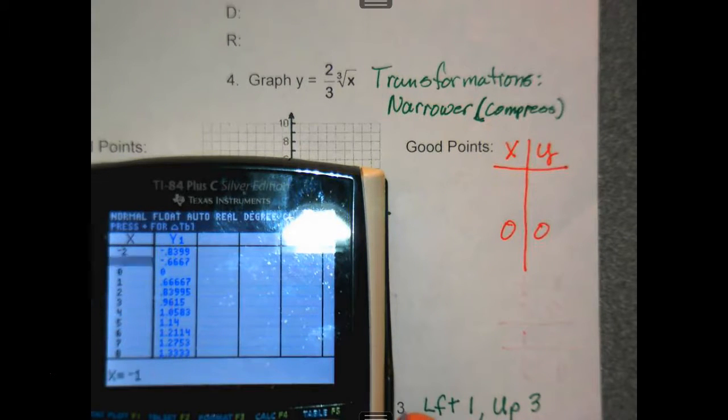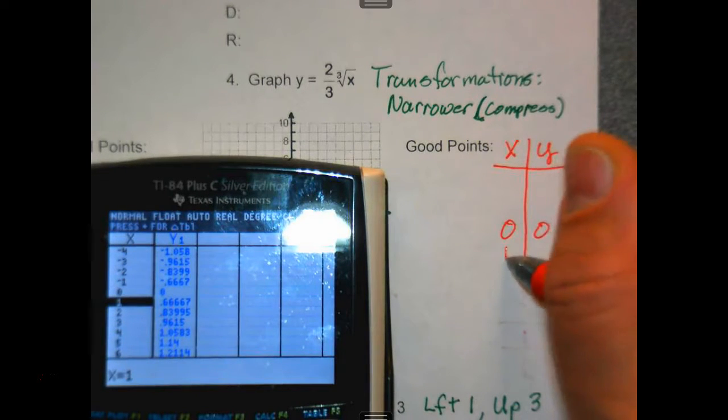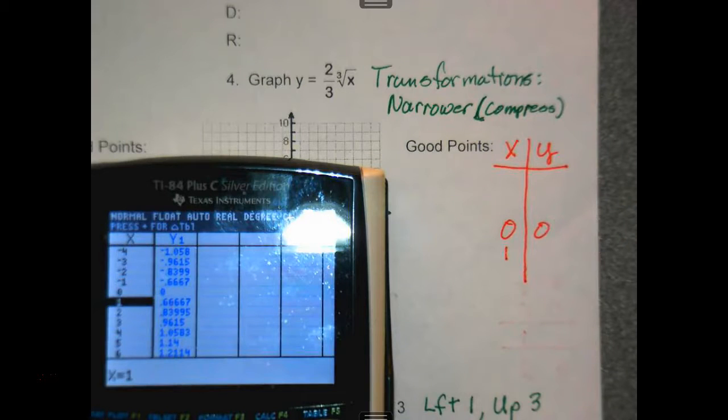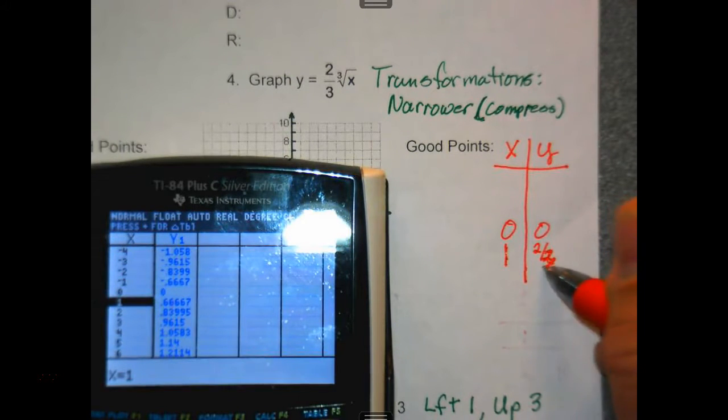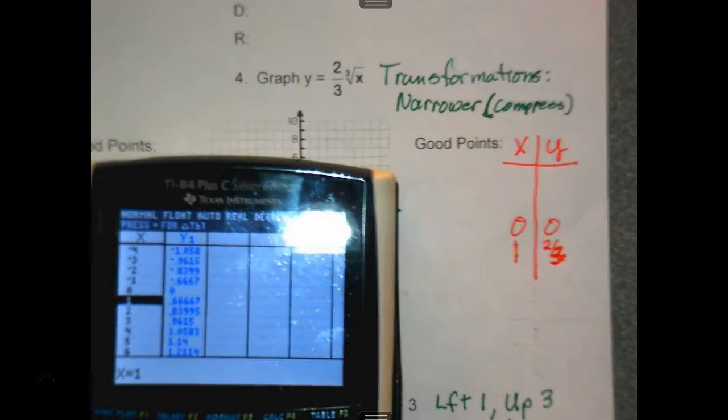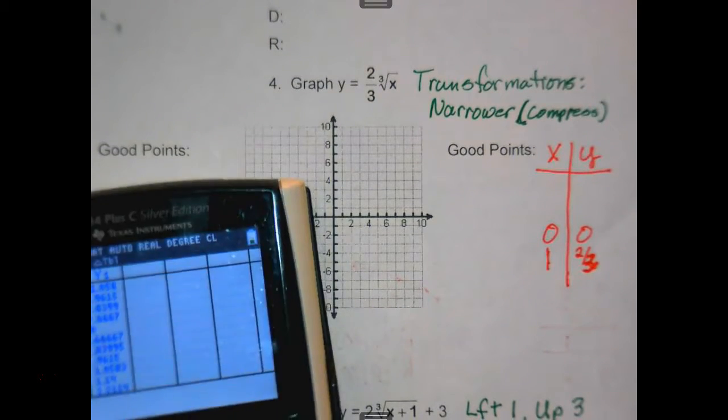Now, unfortunately, with this one, I don't get any whole numbers other than 0, 0. So I'm going to have to deal with fractions here. All right, so I have 1, and it looks to be like 2/3. 0.666666. 2/3. Okay. Yeah, gee, that's kind of ironic, isn't it?